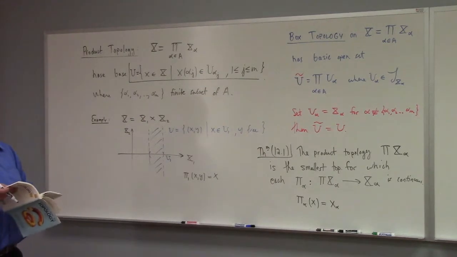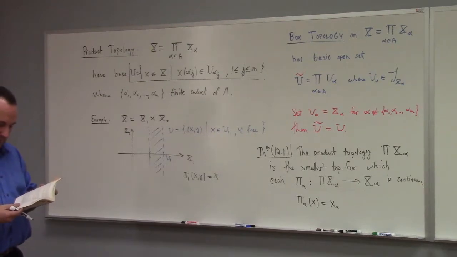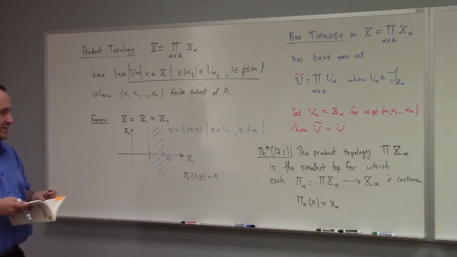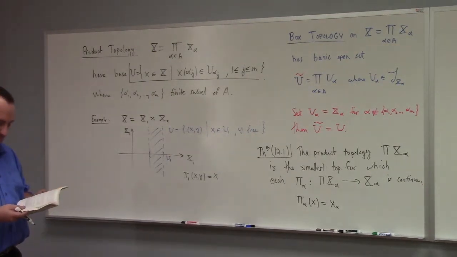He gives a careful definition in here anyway. All right, so again, the product topology is the smallest topology for which each of the projection maps is continuous.